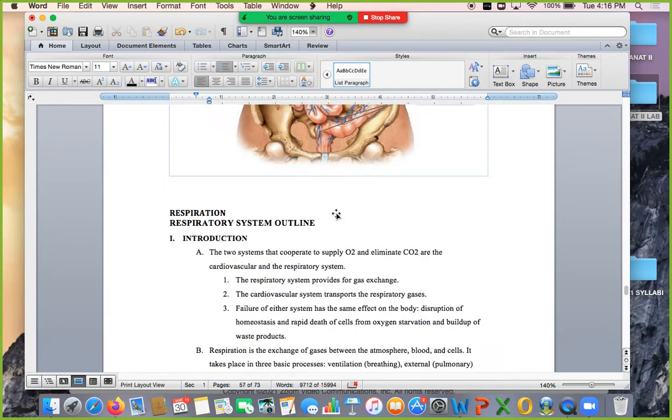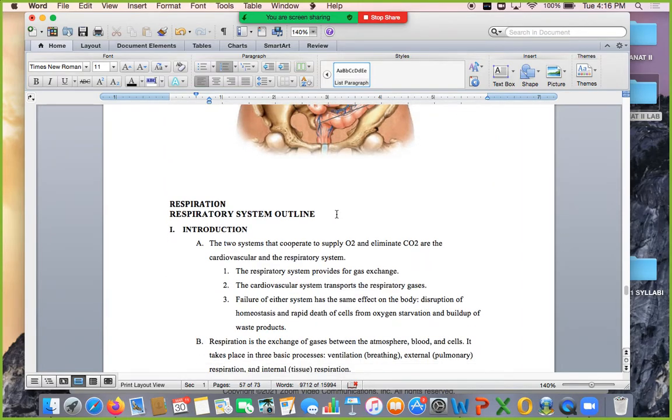So now we're going to move on to respiration. And respiration serves to help supply oxygen and eliminate carbon dioxide in the system. So again, we're going to have the cardiovascular system and the respiratory system working hand in hand. The respiratory system is going to be the site of gas exchange, and the cardiovascular system is going to take those gases and transport them throughout the body.